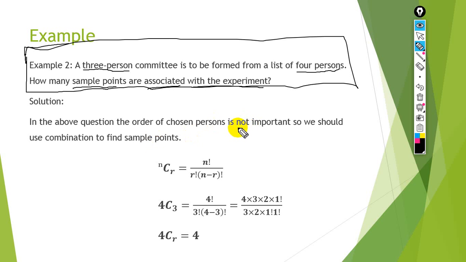Order is not important, whether we take A B C or C B A, or A B D or D B A, or A C D or D C A. This order does not matter. So we are selecting three persons. If we take A B D or B D A, this and this is same, so there is no problem in this.